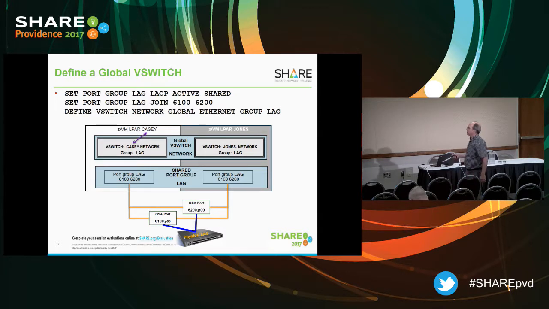So what happens is that through the IVL, this all gets communicated, and there will be, first of all, the shared port group lag. There'll be the one in LPAR Casey. Okay? It will be created with 6100 and 6200, and the same group will be created over in LPAR Jones. And because I'm intelligent, they are the same addresses in the multiple LPARs.